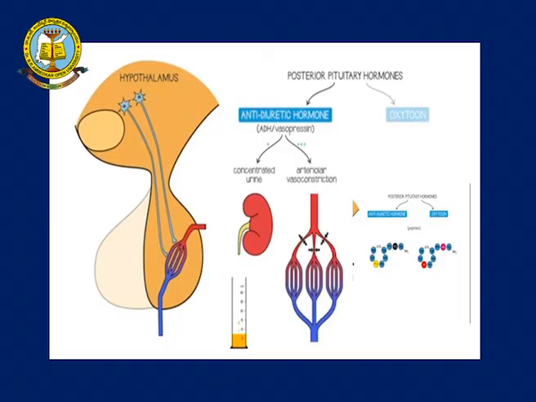These are the posterior pituitary hormones, and oxytocin molecules are released. The posterior pituitary gland releases hormone that controls the concentration of the urine. Another one is the arginine vasopressin secretion of ADH, which acts through the urine and the blood vessels.